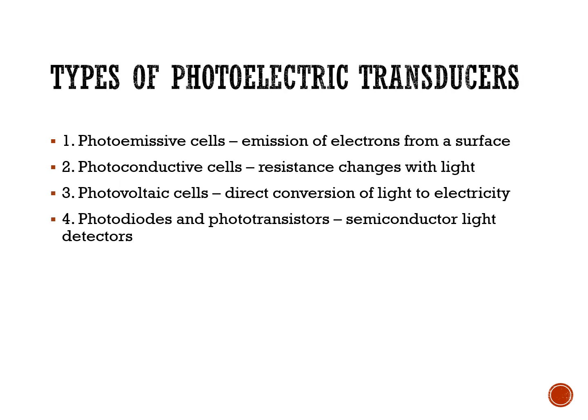What are the types of photoelectric transducers? The first one is photoemissive cells. These directly release electrons when light falls on them. They were some of the earlier types that were used. The next one is photoconductive cells. Here, light reduces the resistance of the material. The more light, the more current passes.